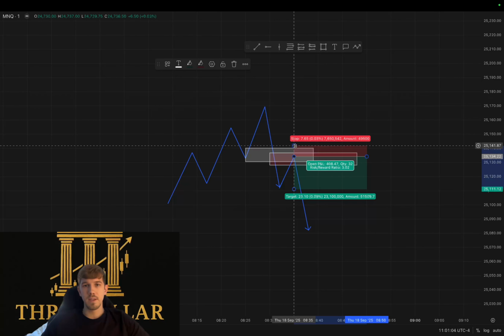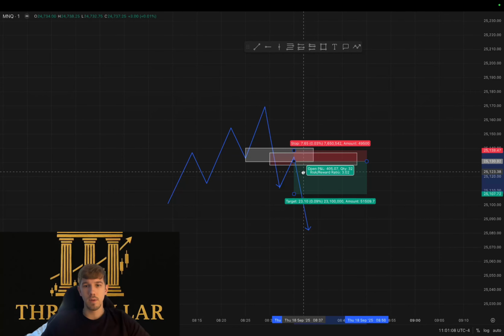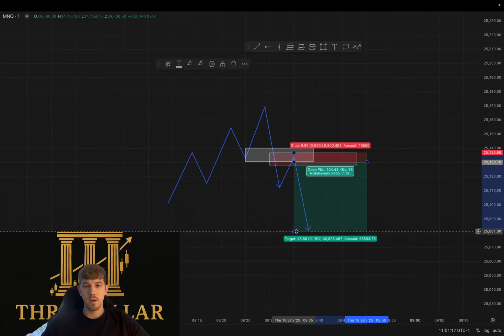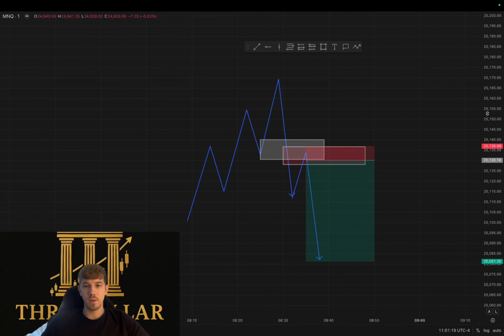A valid stop for these is above the breaker block or mitigation block, or you can run it at the breakaway gap's high or low, and that would be valid, targeting the next draw on liquidity.